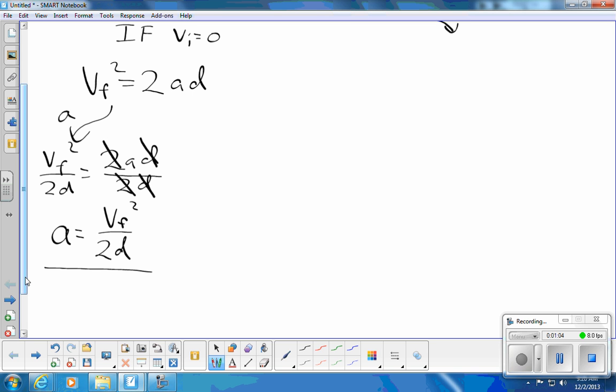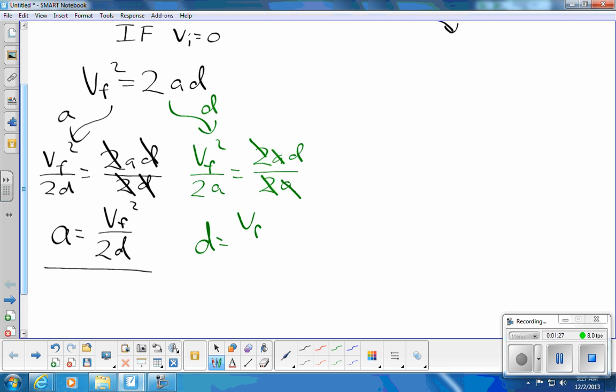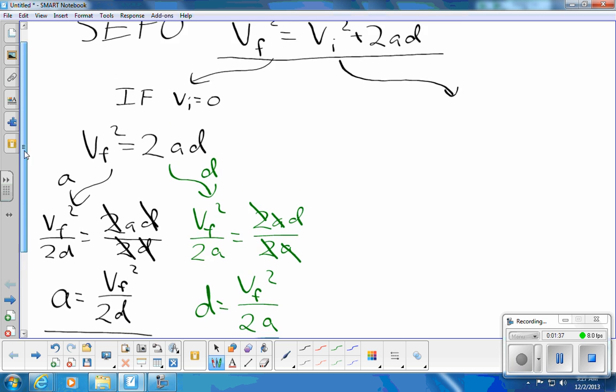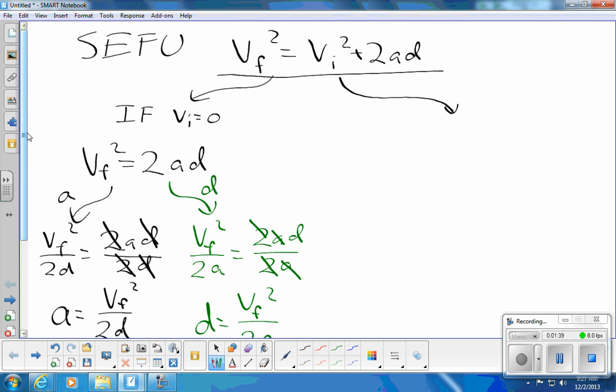Okay, that's one. If I solve this in green for d, I do that by dividing each side by 2a. So I have Vf squared divided by 2a equals 2ad divided by 2a. And the 2's cancel, the a's cancel, and I have d is equal to Vf squared over 2a. Okay, there's a version for d and a if we are starting from rest with the initial velocity of 0. All right, if initial velocity is not 0, we'll do these one at a time.